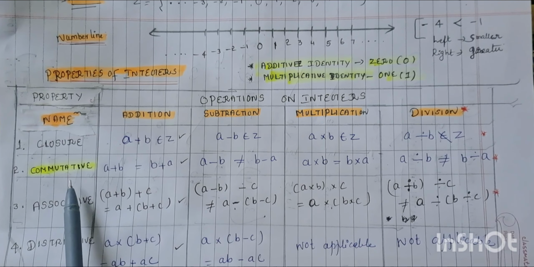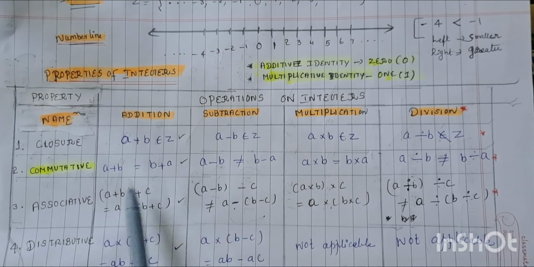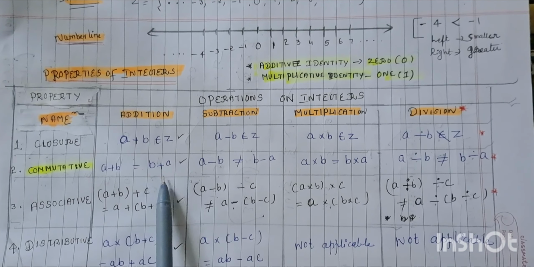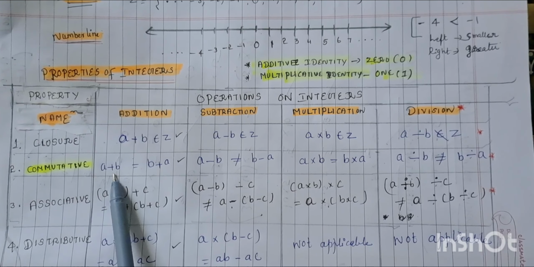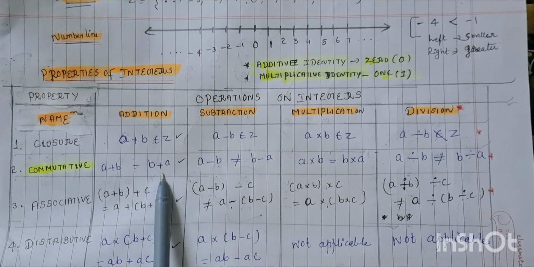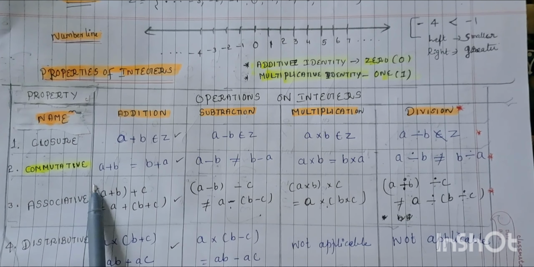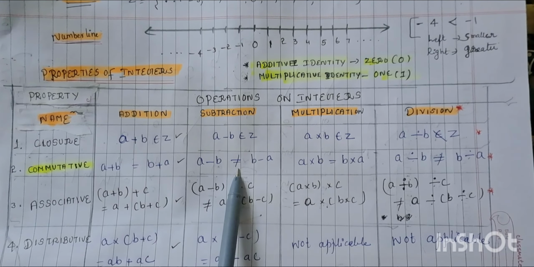Similarly, commutative means a plus b is equal to b plus a. Commutative means you only take two numbers, while associative means you have to take three elements. Even if you interchange their positions, the value does not change. That is nothing but commutative. This is for addition, and for subtraction it does not satisfy.